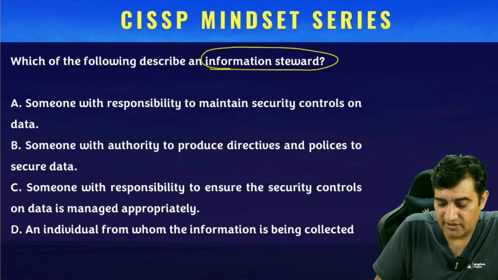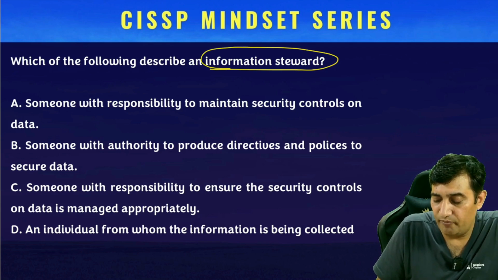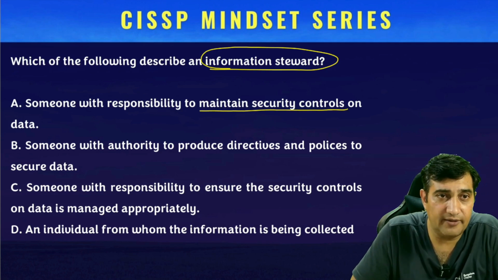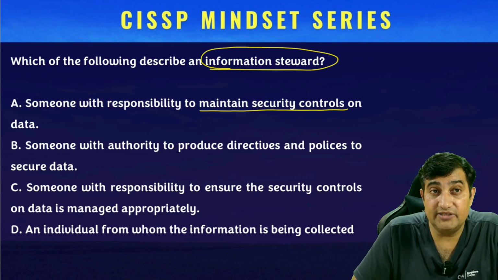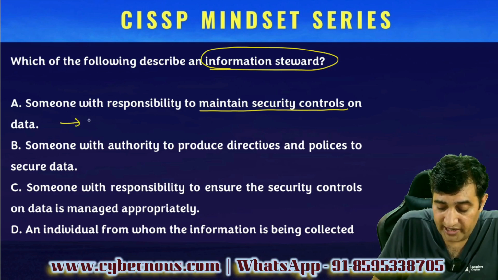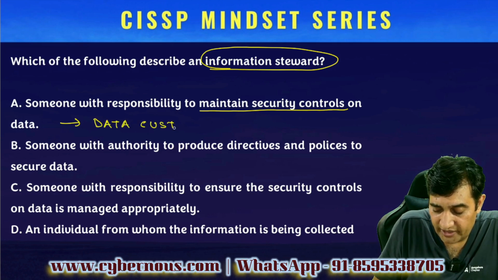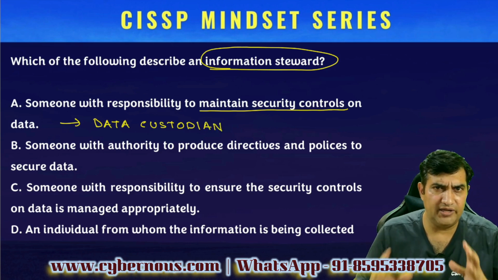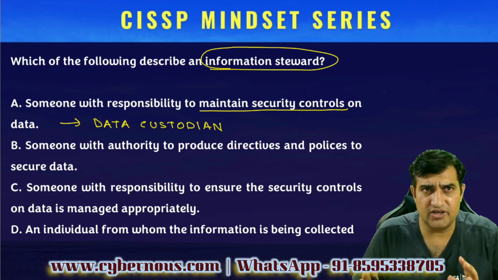Option A: someone with responsibility to maintain security controls on the data. Now, who maintains the security controls on the data? It is always going to be the data custodian. The data custodian is responsible for day-to-day management of the data and upkeep of all the security controls.